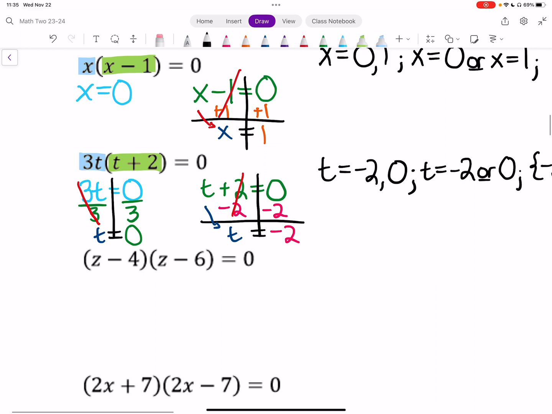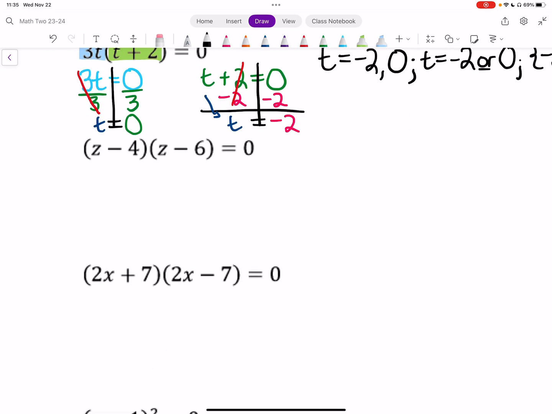Take a look at the next one. You'll notice this should look very familiar because it looks like the binomials we were just multiplying together on the last assessment. I know though it's in factored form because I don't have any plus or minus signs in between parentheses. They're okay within the parentheses. So my first equation should say z take away 4 equals 0. The second equation I should write as z take away 6 equals 0.